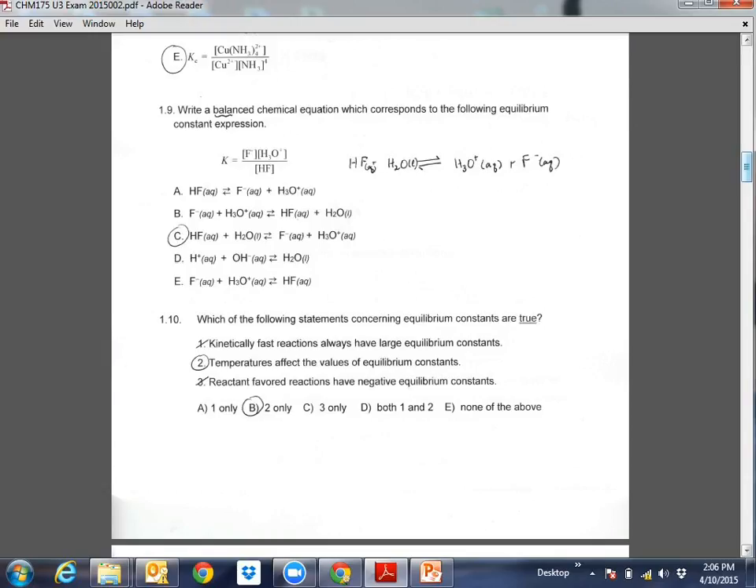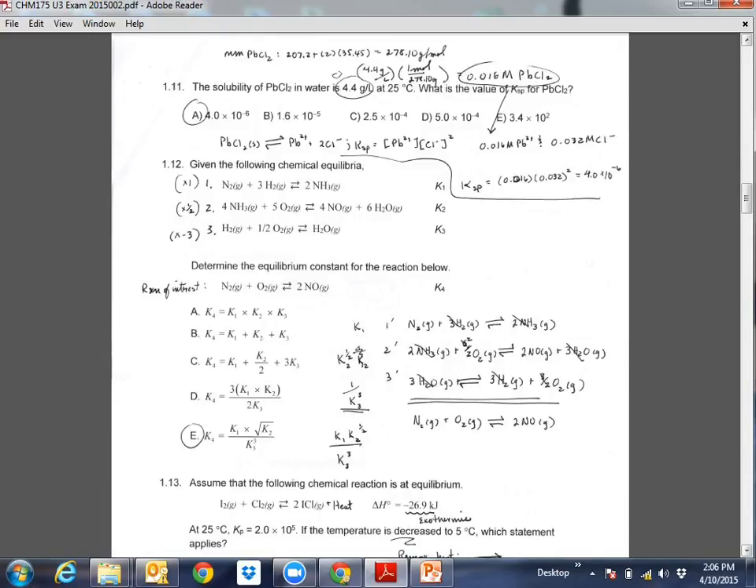Question 10, which of these following statements concerning equilibrium constants are true? The only thing that's true is 2, that they very much depend upon the temperature. The Kc or Kp or KSP is for a particular temperature. Okay, question 11.